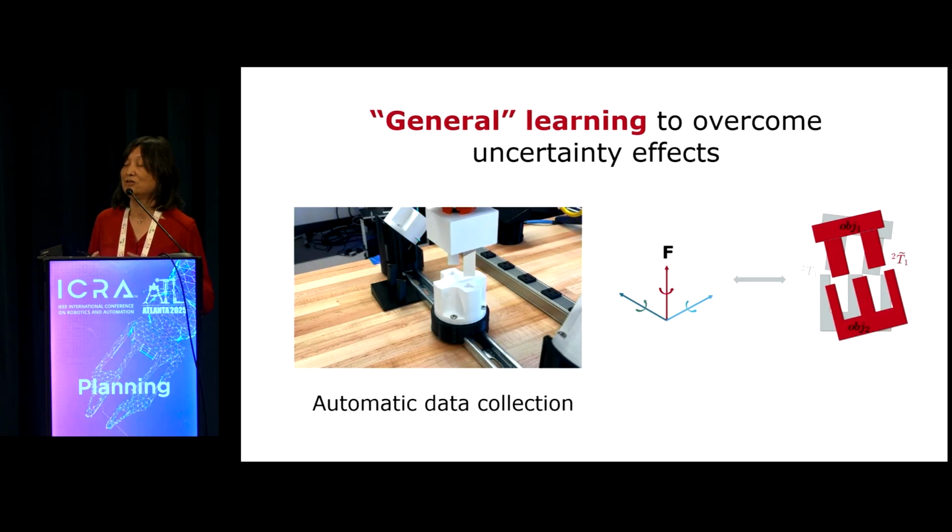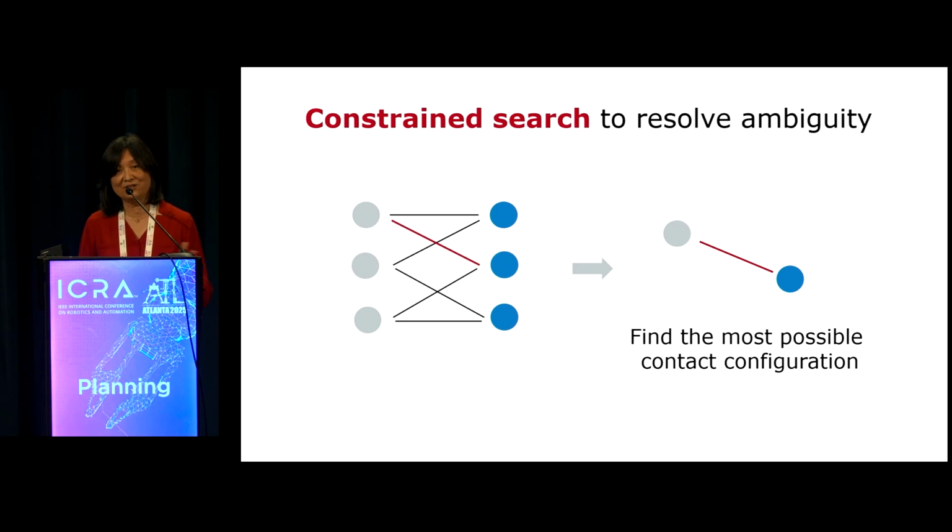So we try to use general learning. We call it general because it's not task-specific, to overcome uncertainty effects. In this case, we try to map force torque sensing data to contact configurations and capture all the effects. And we do that automatically with automatic data collection and training. But the result is a many-to-many mapping, and it still doesn't give us the most likely contact configuration. So we also do constrained search to find the most possible contact configuration.